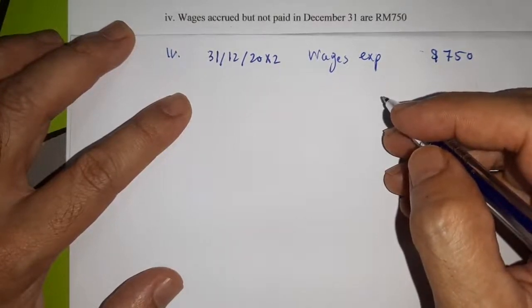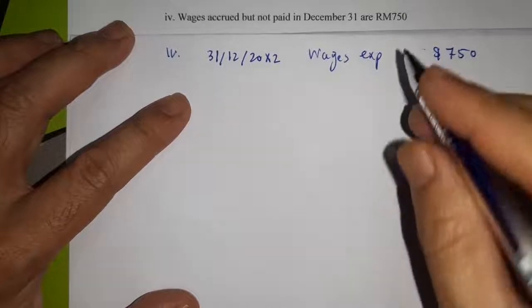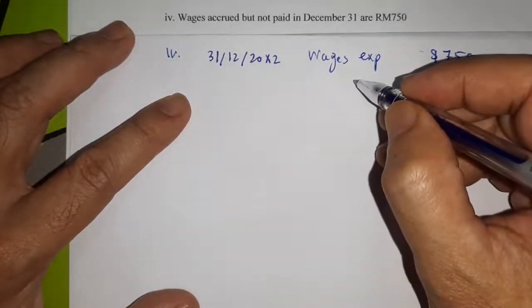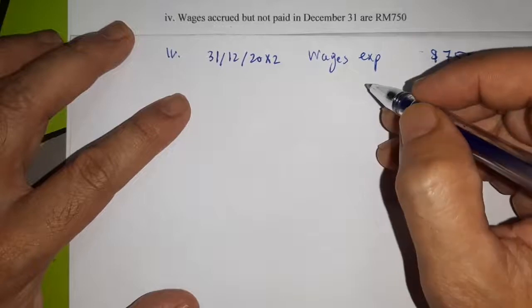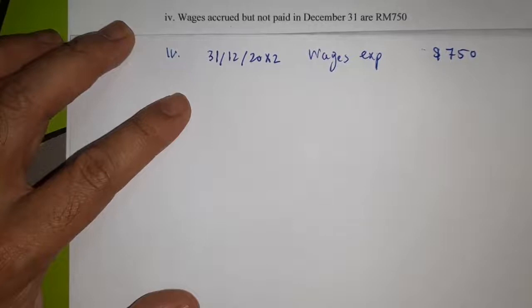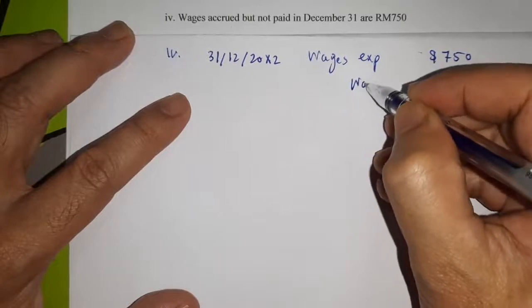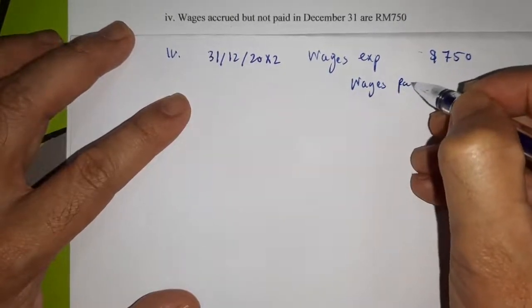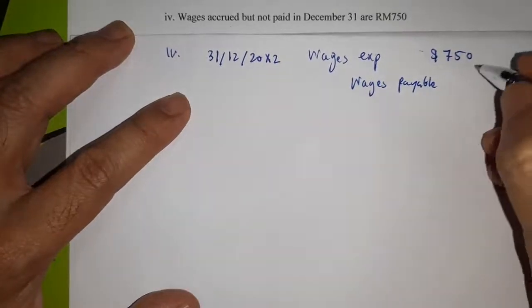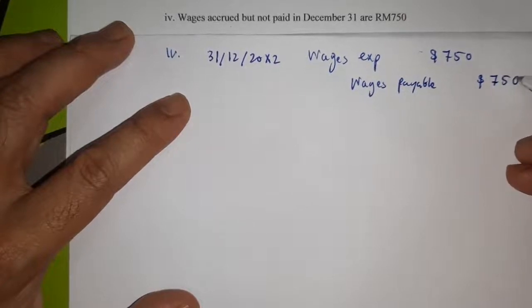So you cannot credit cash. But the business owes money to the workers. The business will pay later in the future, maybe next year. So you have to record this item in a liability account. It is a liability because the business will have to pay something in the future, in the next year. So in accounting, we use the account wages payable. Payable means the business will have to pay something. It is a liability account. So credit wages payable 750.